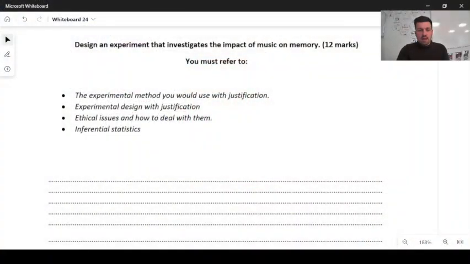So let's have a look at this question then. So the question that I've created here is a design an experiment question, and it simply says design an experiment that investigates the impact of music on memory. Now if something similar was to come up in an exam that you were to take, there might be a bit more information there as well, but it would normally have something like this with the bullet points.